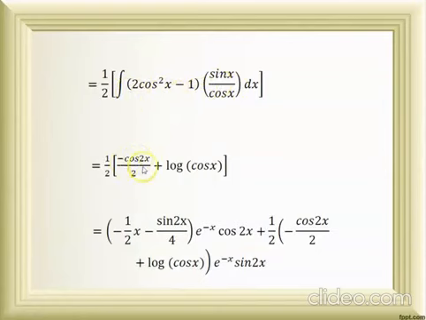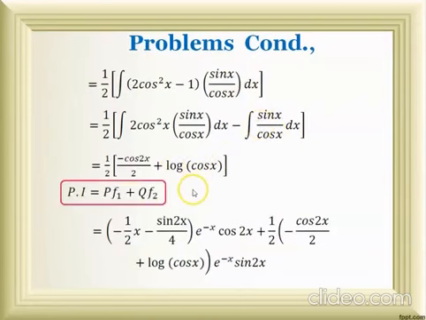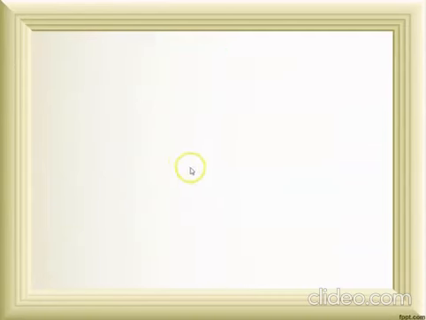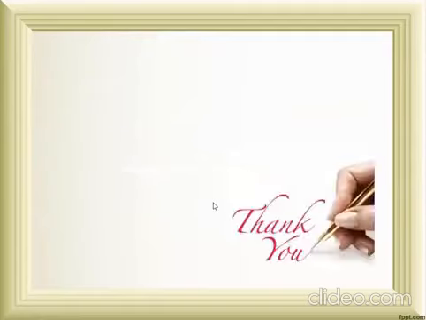Sin 2x integration gives minus cos 2x by 2, minus the integral of 1 into this sin x by cos x. This integration value is log of cos x. And finally, the particular integral formula is P into F1 plus Q into F2. So this is our P value into F1 plus the whole thing, the Q value, into F2, which is e power minus x into sin 2x. So the general solution is the complementary function plus the particular integral. I am just adding these two, and I will get the general solution of the given problem. Thank you.